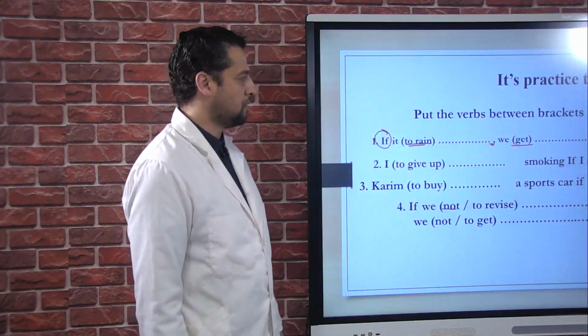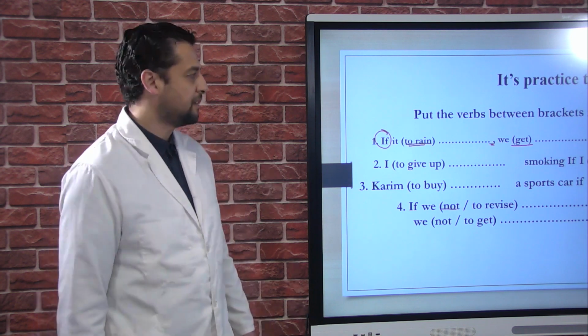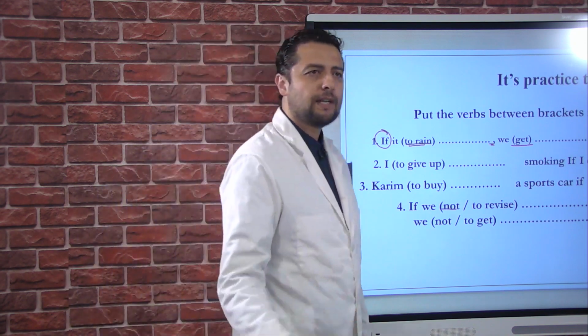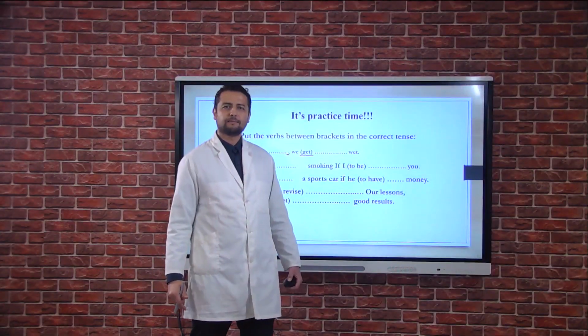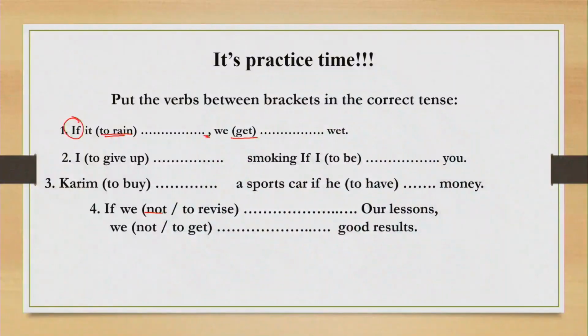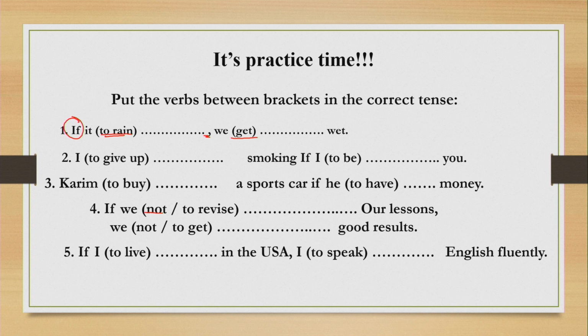All right then, so what did you do in the first one? If it to rain, we get wet. Which one are you going to conjugate into the simple past? Yeah, that's it. It's the verb to rain, which means if it. Right, okay. I forgot the fifth example here: if I to live in the USA, I to speak English fluently. So let's go back to the answer, the first one. Yeah, that's it. This is the one we change into the past simple.